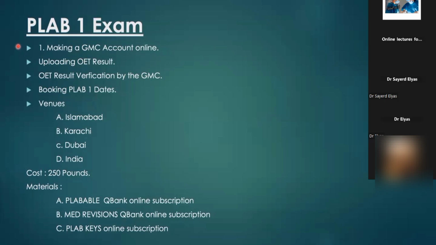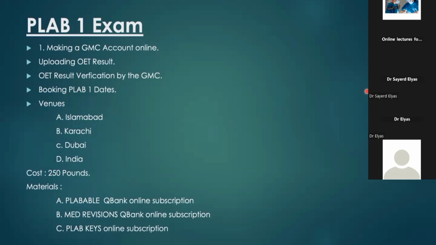The materials which you can use for your PLAB 1 preparation include the PLABable QBank online subscription. This is a QBank which you can find on Google. This is an online QBank which you have to subscribe to, and you can use their material. It has theory material, and it has online MCQs for you to solve. The next QBank is MedRevisions QBank. MedRevisions has somewhere around 5,000 multiple choice questions from which you can prepare, and it has theory for all of those 5,000 MCQs which you have to read.